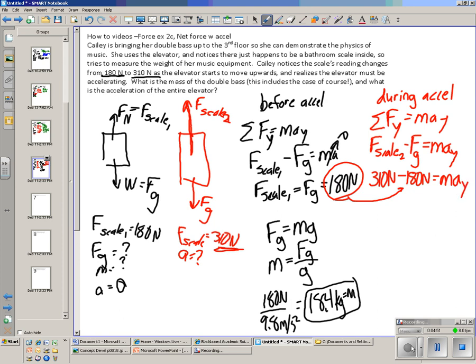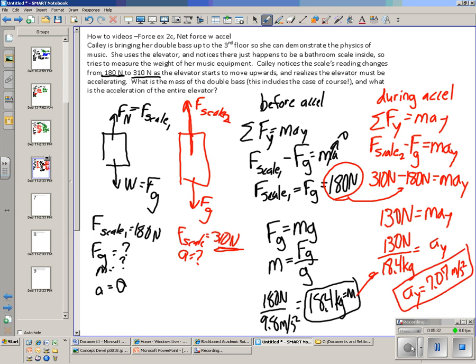So I can combine those together, and I get 310 minus 180 is 130 newtons, which equals mass times acceleration on the y. And then rearranging, solving for acceleration on the y, I have, just dividing through by mass, 130 newtons divided by the mass, which was from right there, 18.4 kilograms. If you tap that into your calculator, you get the acceleration on the y-axis as 7.07 meters per second squared. And that is the final answer.